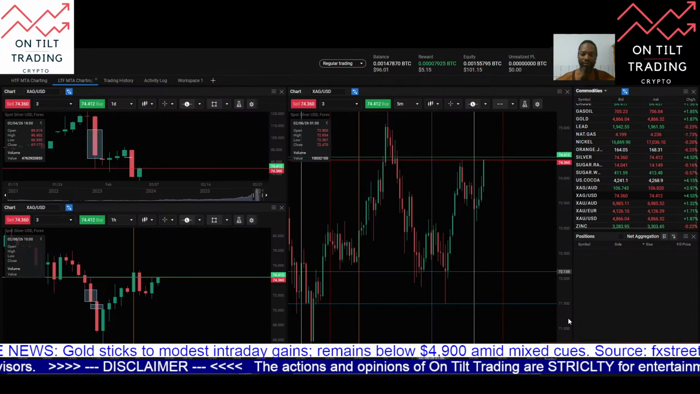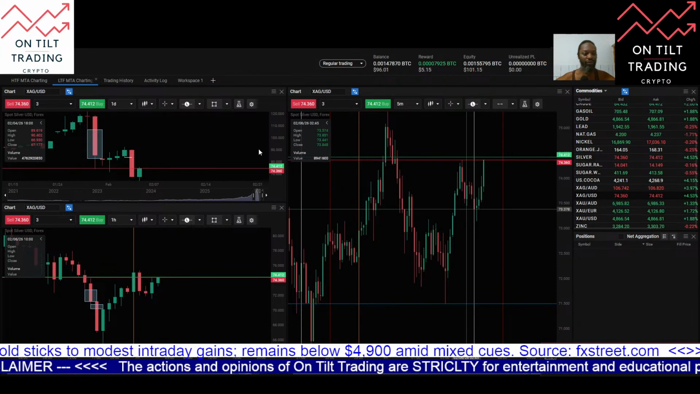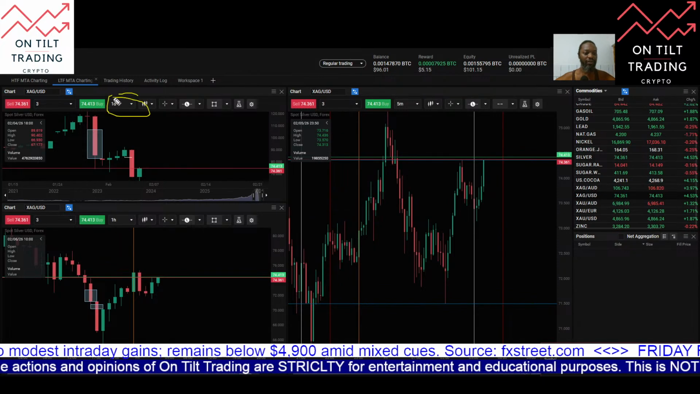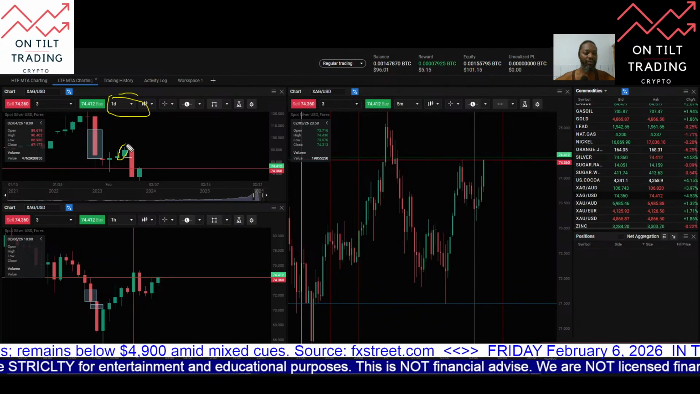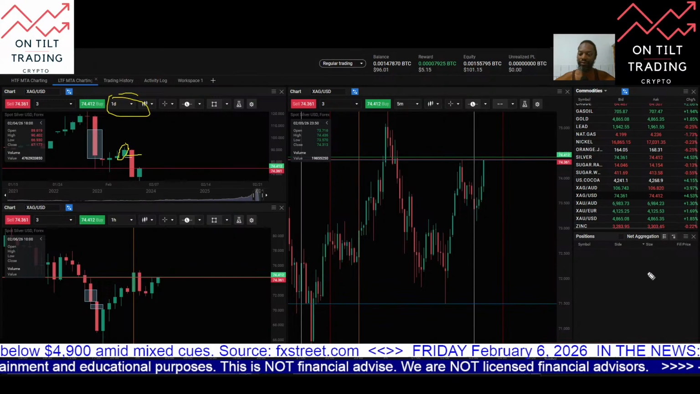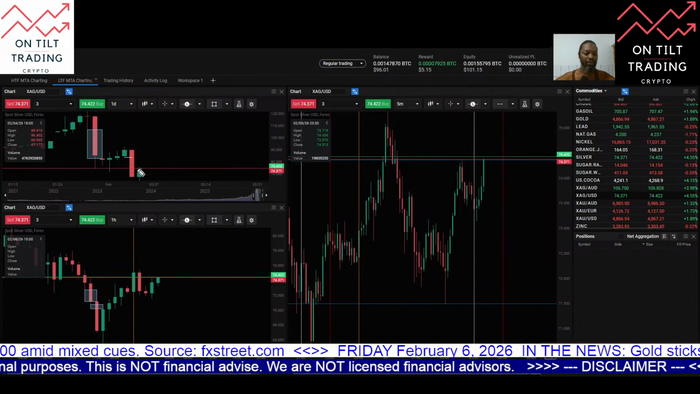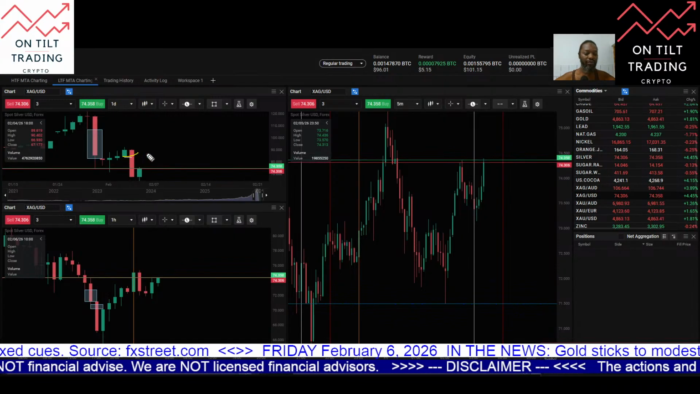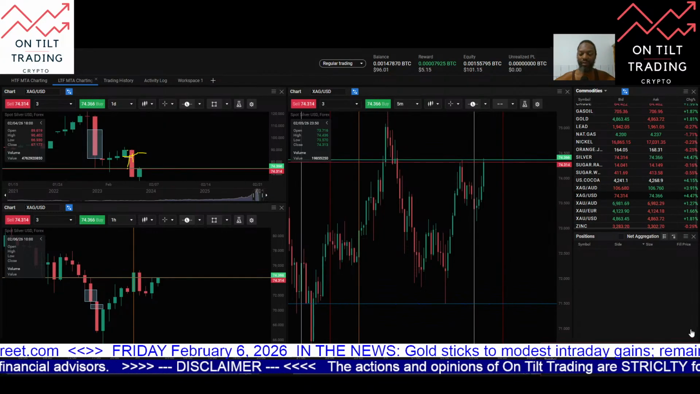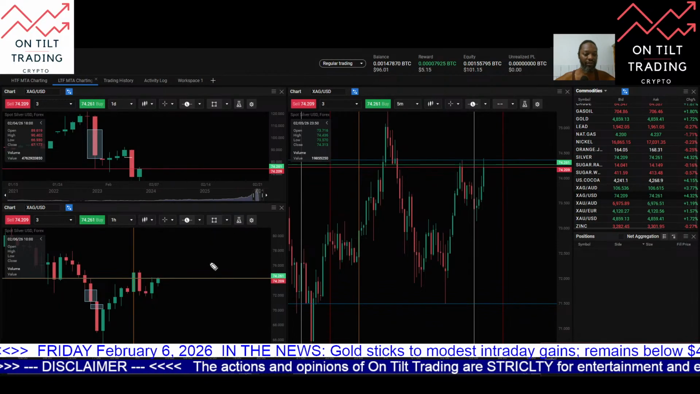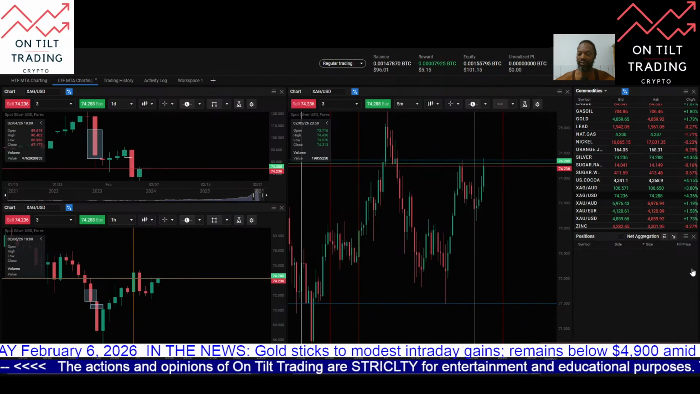Silver, okay, so I'll walk you through what I see here on silver. Here on the daily chart, let's start with yesterday's. Yesterday's daily candle gives a body candle close below the day before yesterday, so this gives me a short bias coming into today.